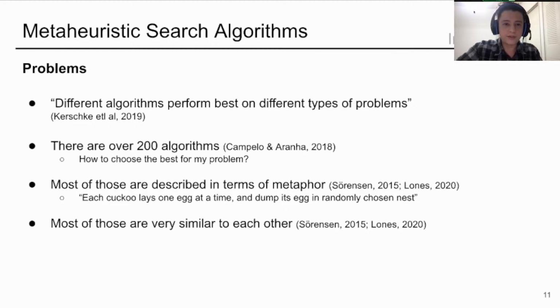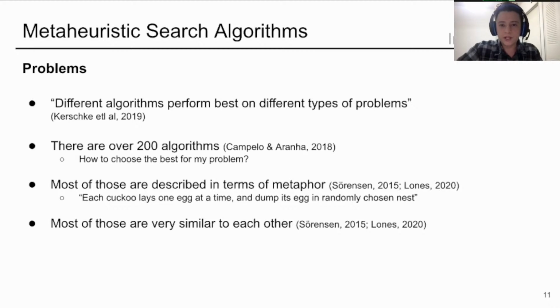And now we come with three problems. First, there are over 200 algorithms. So if I want to solve an optimization problem, which one should I choose? There are just so many. Another problem is that most of those are described in terms of metaphor. So it makes it hard not only to implement the algorithm, but to compare to others. And the last problem here is that most of those algorithms are very similar to each other.